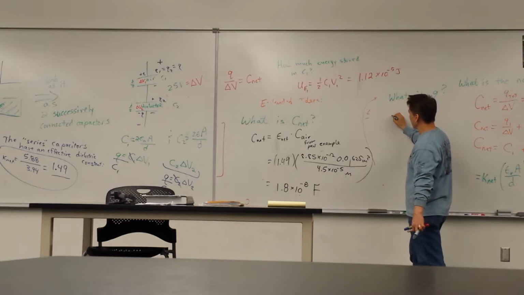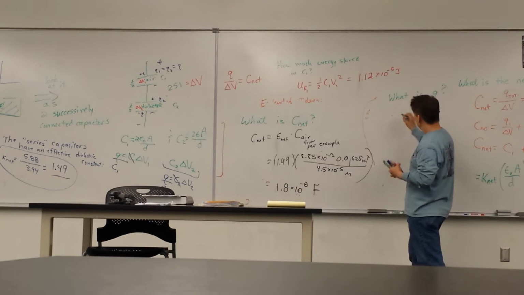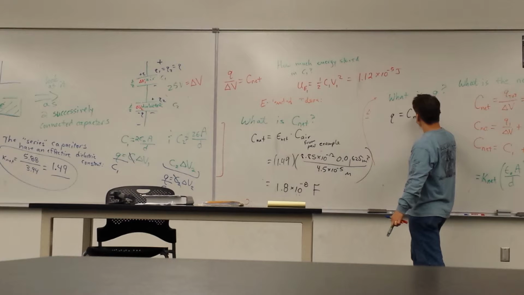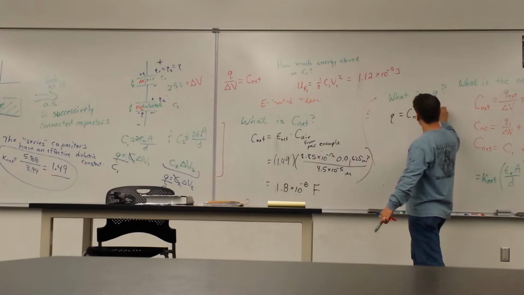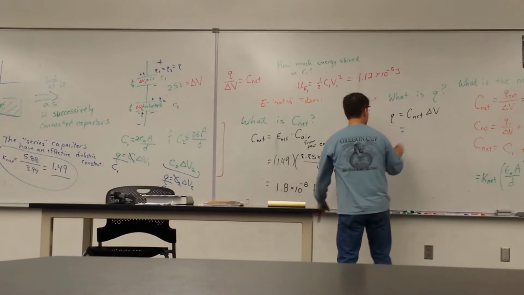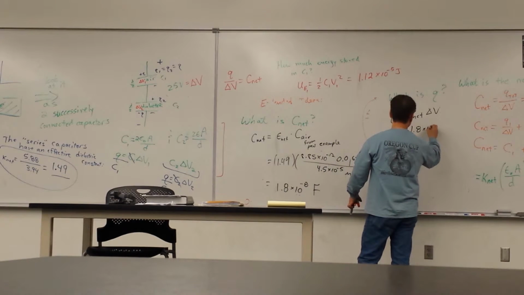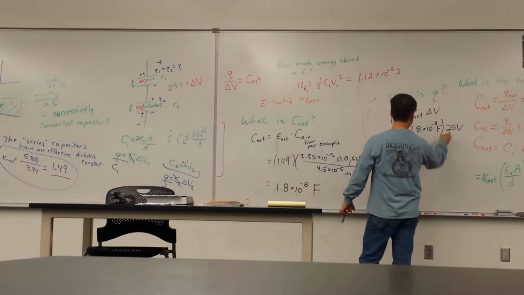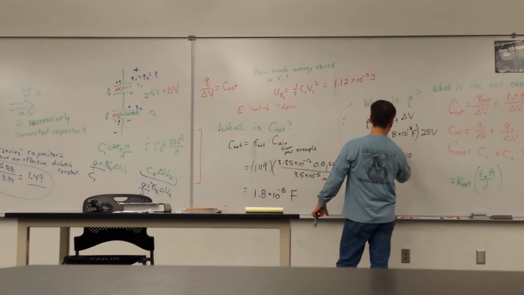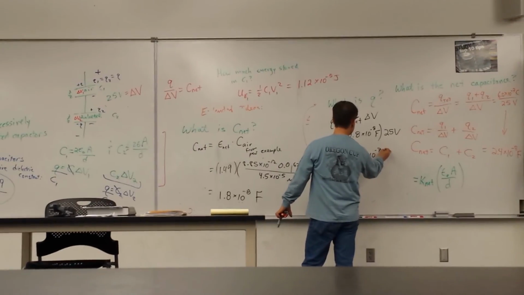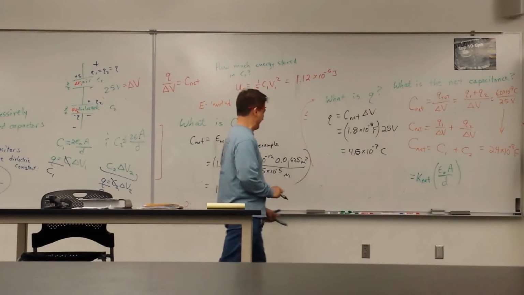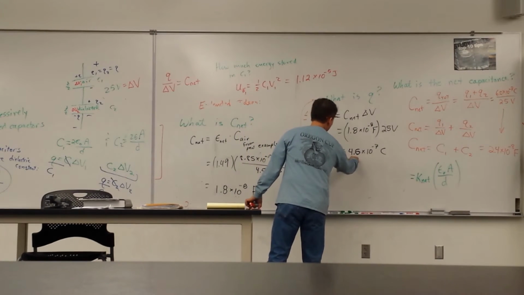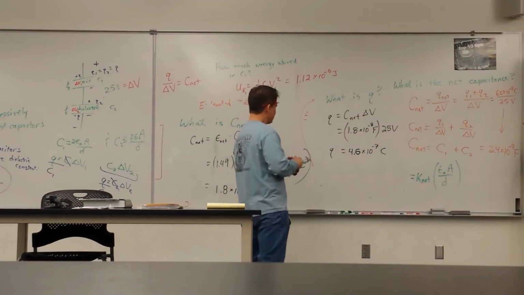So Q, if we were going to calculate it, would be C equivalent or net times the total V, which is 25. So 1.8 times 10 to the negative 8 farads, 18 nanofarads, times 25 volts. So it's 4.5. Yeah, 4.5. I said 4.6 times 10 to the negative 7. Whatever, we're among friends.